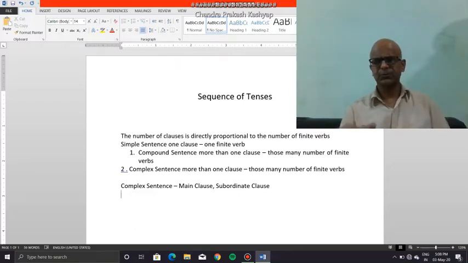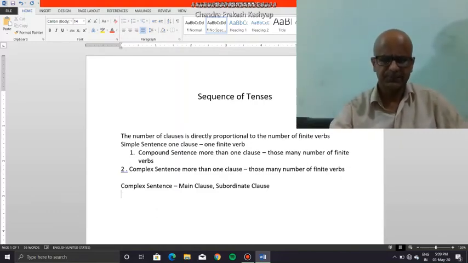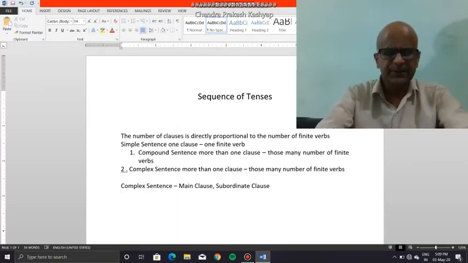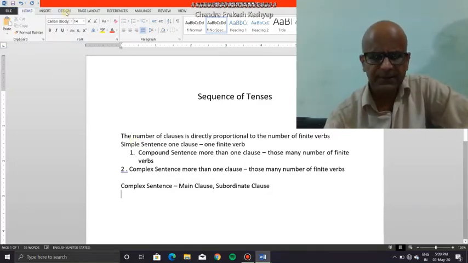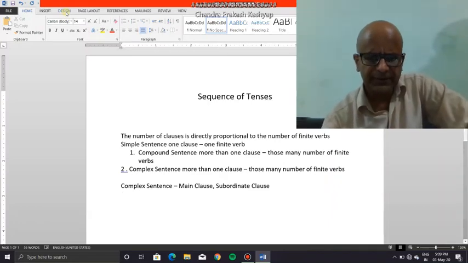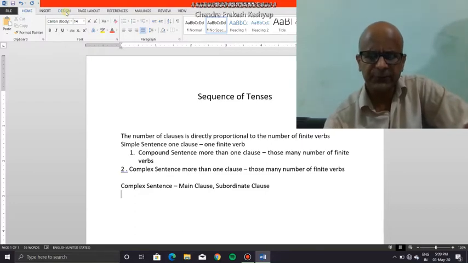To put it simply, a complex sentence will have one main verb, and that main verb will be in the main clause, and the tense of that main verb will determine the tense of the finite verb in other clauses. I repeat, a complex sentence will have a main finite verb, the tense of which will determine the tenses of the finite verbs in other clauses.